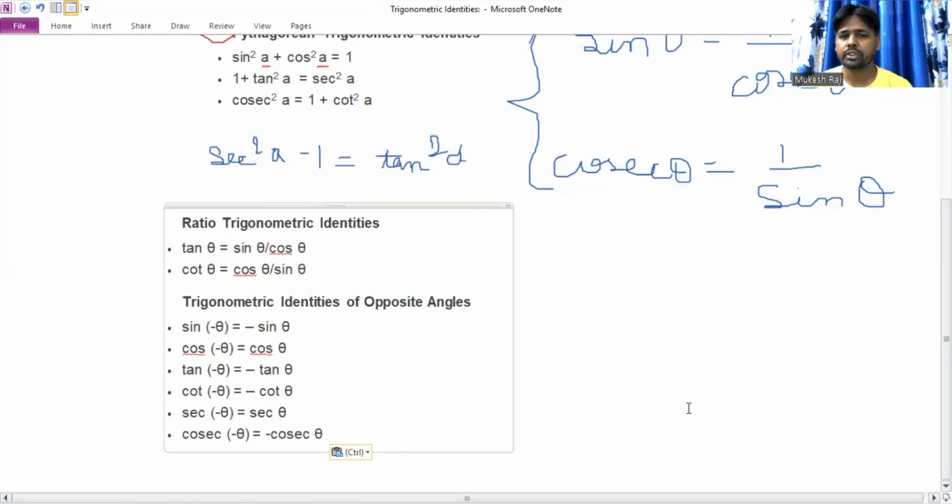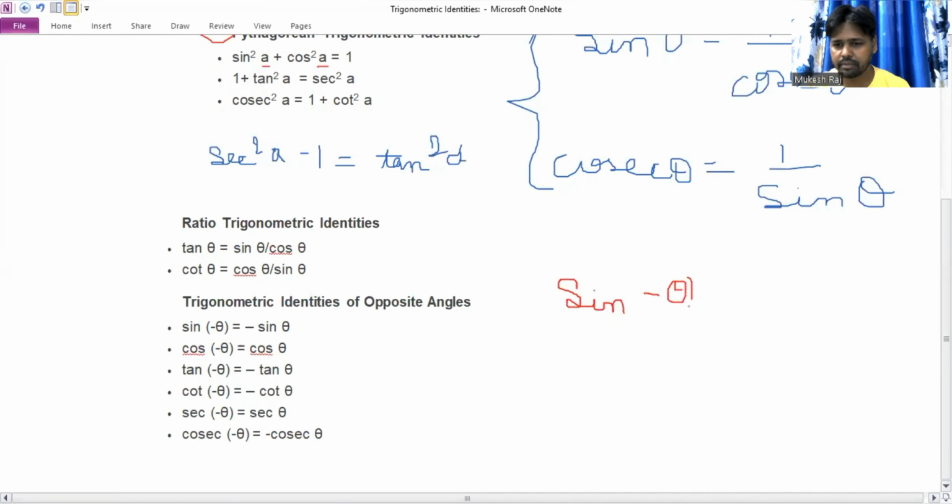The next trigonometric identities, my dear friends, are with respect to the opposite angles. What if you reverse the angle with a negative value or a positive value? Then what difference does it make on your trigonometric values for the given particular angle? Say we are having a value of sine theta, and the value of the angle is, let's suppose, 30 degrees. For the first one, I am going to explain this.